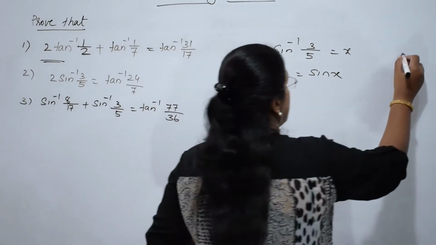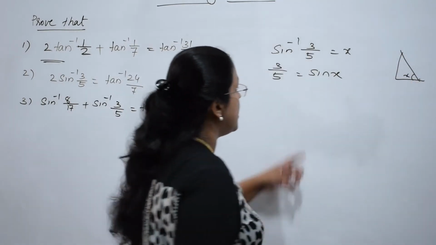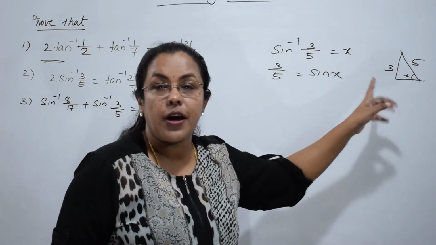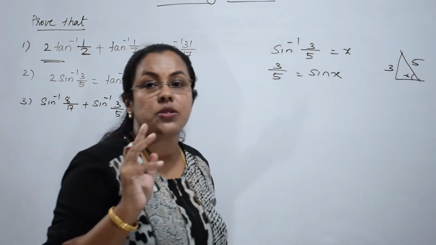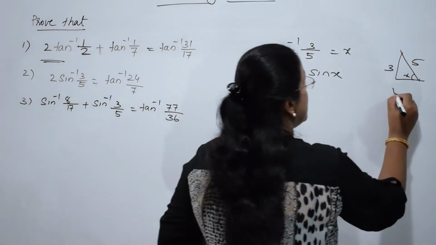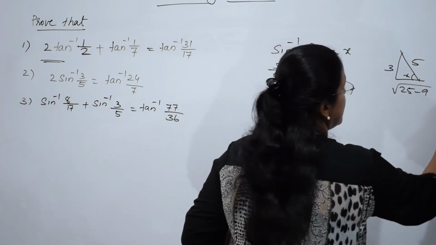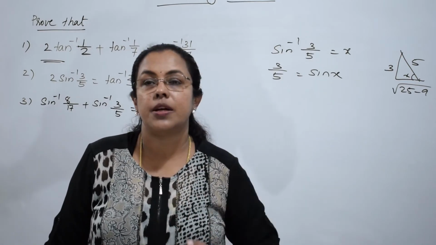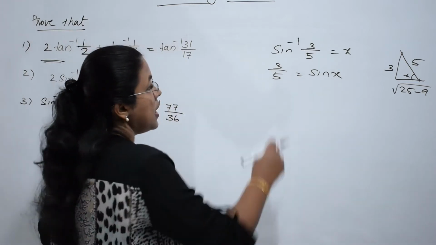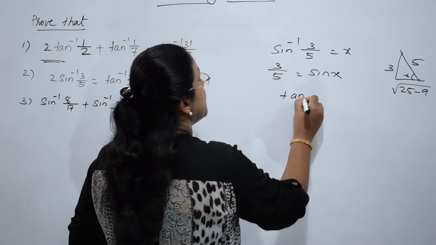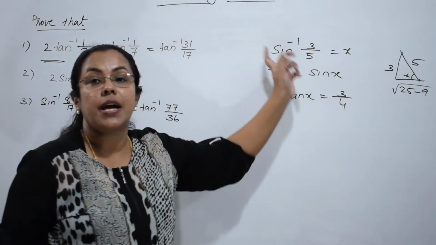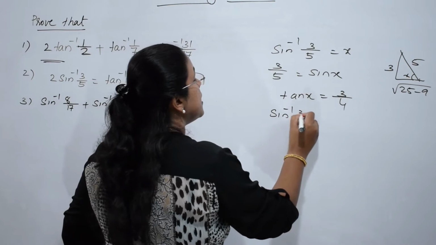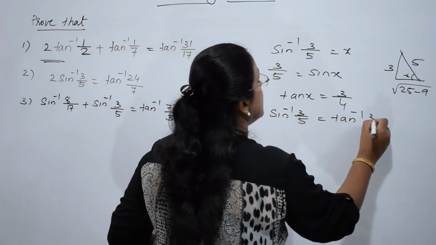Draw a right triangle here. This is 3 by 5. So this side is equal to root over 5 square minus 3 square. 5 square means 25, root over 25 minus 9, that is root over 16, which is equal to 4. If you know that 3, 4, 5 is a Pythagorean triplet, then you can write the answer directly also. Means tan x is equal to 3 by 4. In place of sin inverse 3 by 5, we can write tan inverse 3 by 4. Sin inverse 3 by 5 is the same as tan inverse 3 by 4.